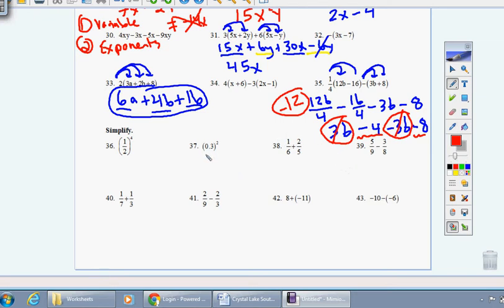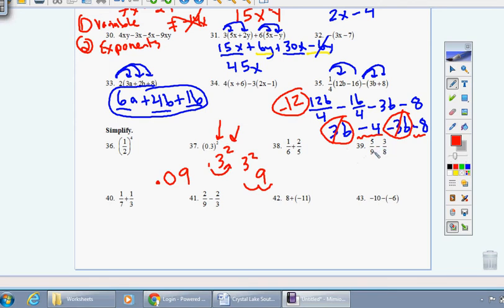Alright, let's go on to 37. I have 0.3 squared. Okay, so remember our rule. If I'm squaring a decimal, 0.3 squared, I'm going to move the decimal over to give myself a problem that I like. So now this is going to turn into 3 squared, and 3 squared is 9. But now we move the decimal back over whatever our exponent is. So I'm going to move it back 2 spaces, 1, 2. So my answer is going to be 0.09. So you always move the decimal back however many places your exponent says.